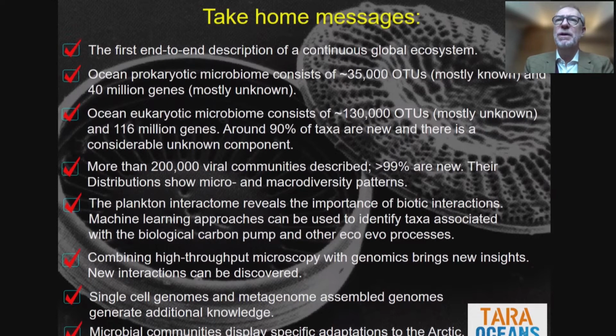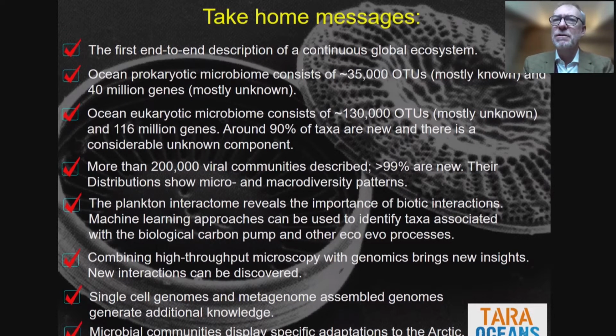So through our studies, we have described the microbiome of the ocean. From the prokaryotic side, the microbiome consists of about 35,000 taxa, containing around 40 million genes. The eukaryotic microbiome, consisting of unicellular, single-celled eukaryotes, consists of about 130,000 taxa, containing about 116 million genes. This is where we're at today in terms of sequencing the information from the ocean.